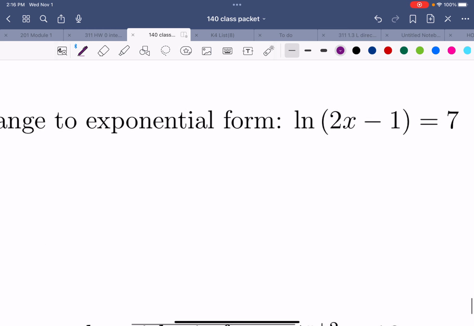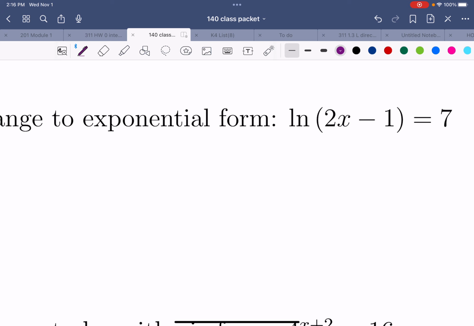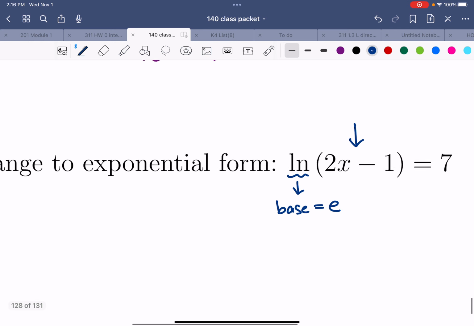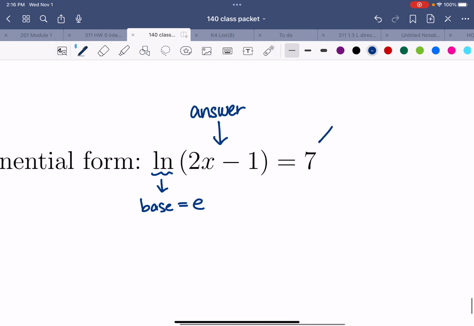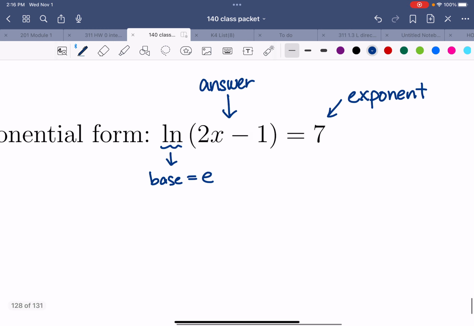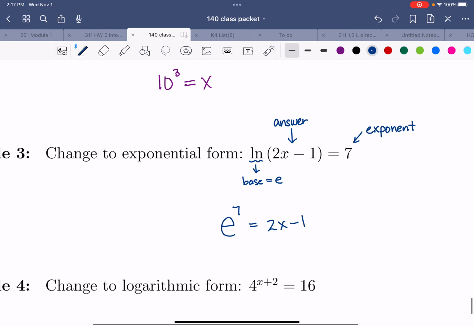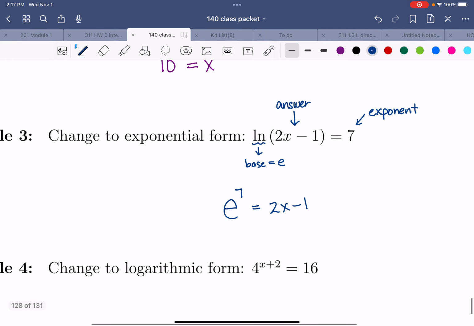Okay, same thing with natural logs, right? So when you see the natural log, this tells you that the base is equal to e. What you're taking the natural log of is your answer. And what's over here is your exponent. So that when we flip it, we want base first, so e. Exponent comes next, 7. And it's equal to whatever I said the answer was, so 2x minus 1. Okay, and that's my exponential form, right?